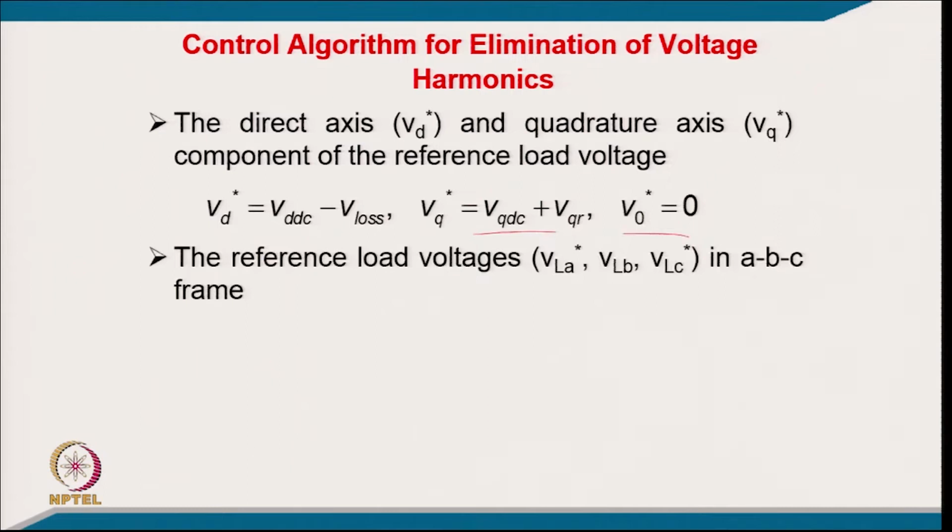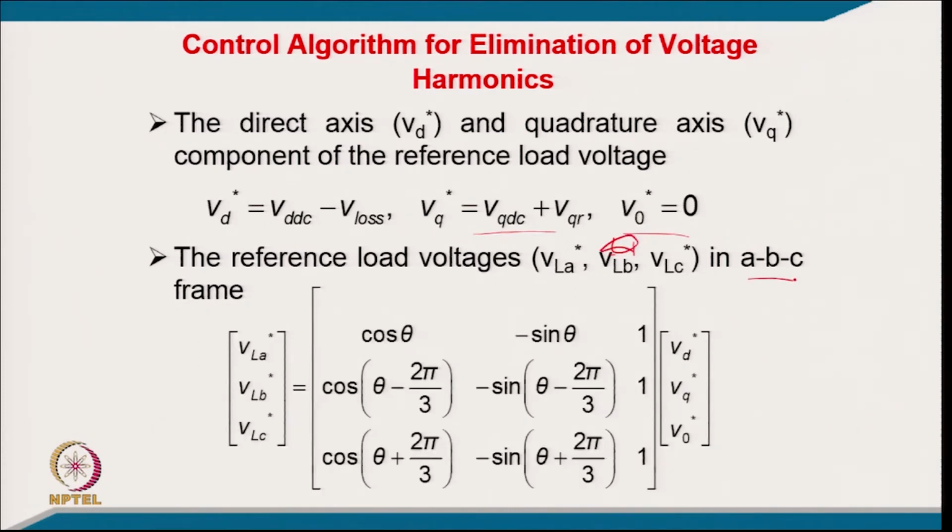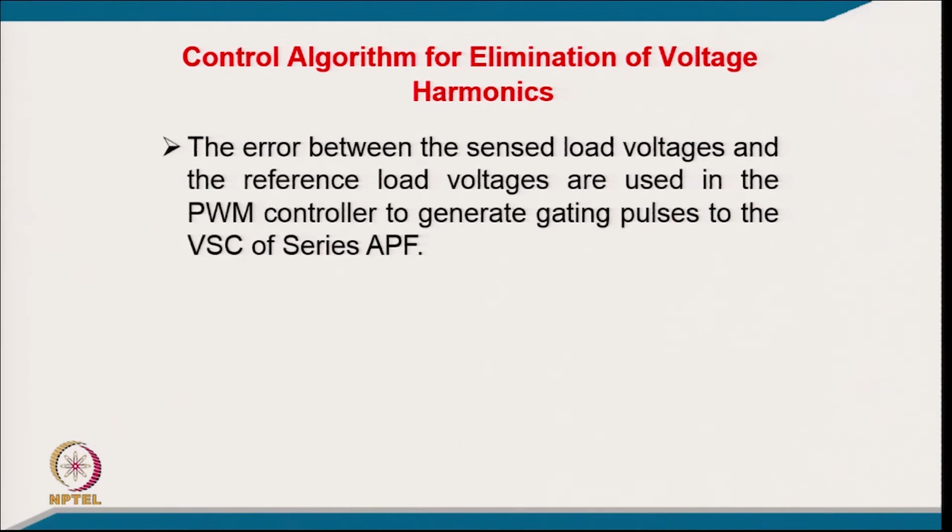And now we calculate the reference load voltages VL star A, VL star B, and VL star C in the ABC reference frame using this inverse Park transformation, where the VD, VQ, 0 star references are here. Using this we are able to get VLA, VLB, VLC star, that is the load reference voltage, and we sense the load voltage and then indirectly control the series active filter.